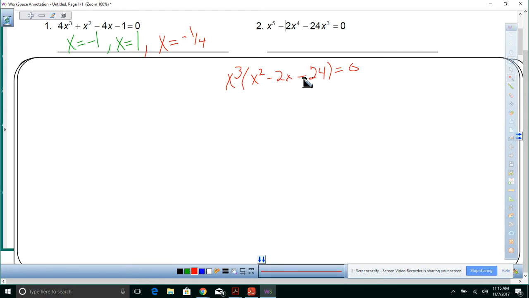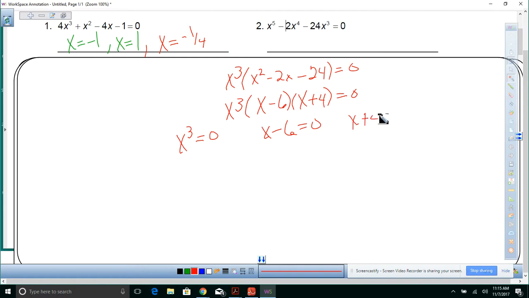Some factors of -24. So we got x cubed, and then how about x minus 6 times x plus 4 equals 0. -6 times 4 is -24. -6 plus 4 would give you -2. So that works. So we'll set all of these equal to 0.